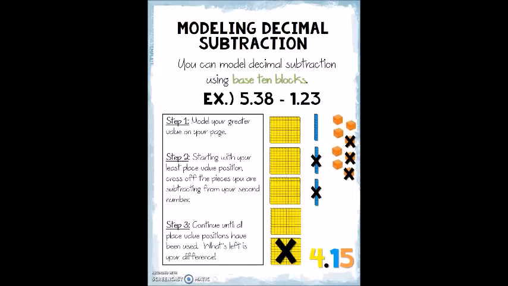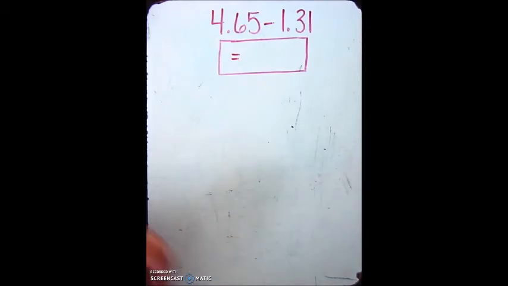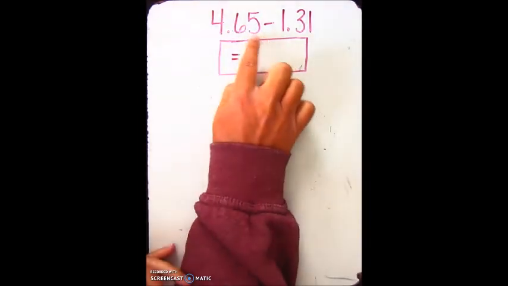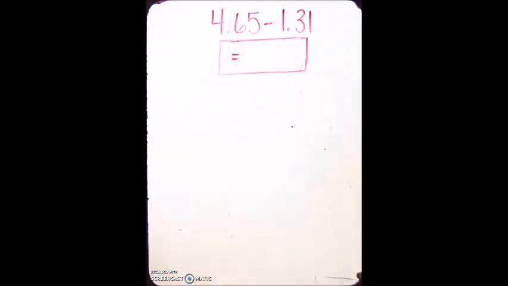Let's take a look at a couple more examples using the blocks. Modeling decimal subtraction with base 10 blocks works very similar to addition. Like we said, the only difference is we're only going to be modeling the top or the first number in our subtraction problem. So if I have 4 and 65 hundredths minus 1 and 31 hundredths, I'm going to start by modeling just the 4 and 65 hundredths.